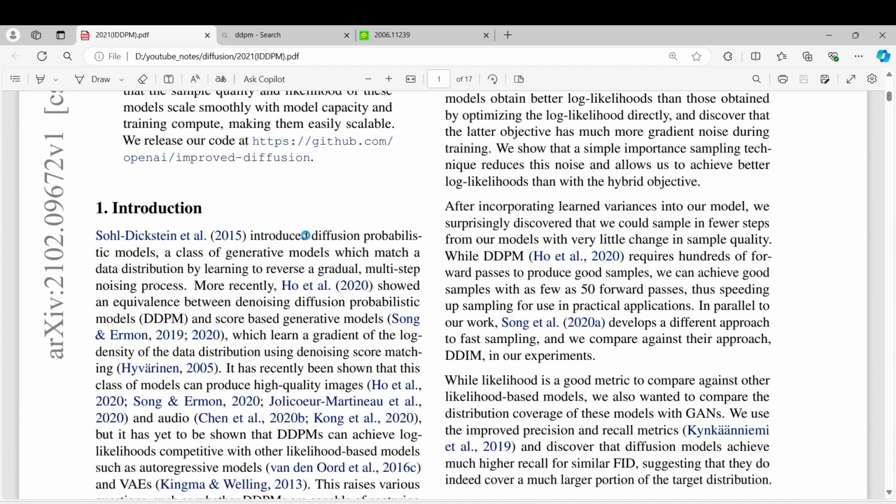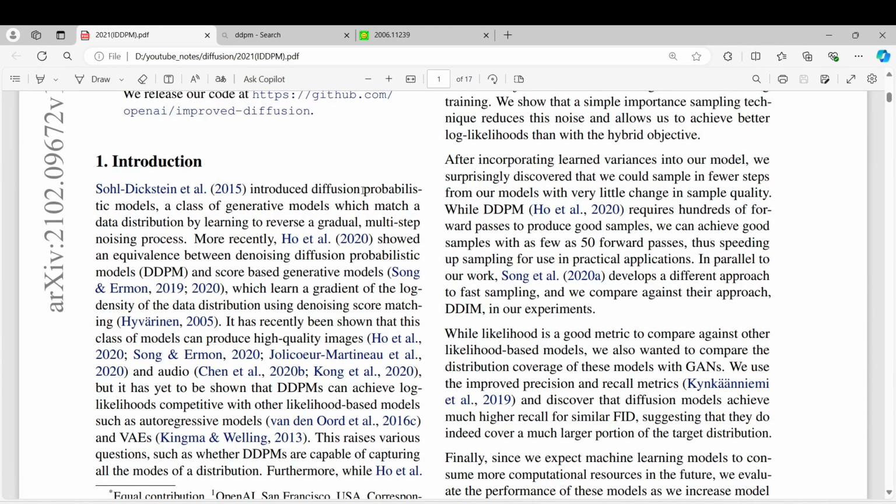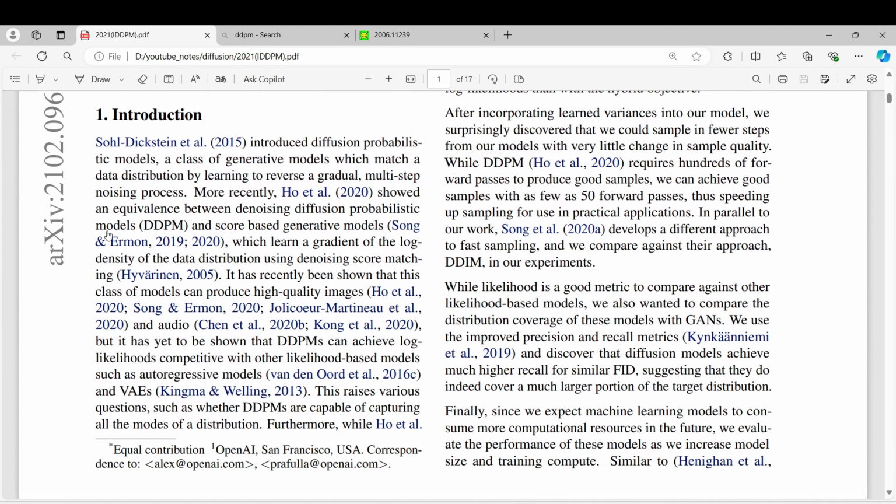I think this is a good thing to again get the understanding of it. It's a class of generative models which matches the data by learning the reverse of a gradual multi-step noising process, and more recently work shows an equivalence between the denoising probabilistic model and score based generative models. We're going to focus on this paper also, which is about score based generative models, which learn a gradient of the log density of the data distribution using denoising score matching. It has recently been shown that this class of models can produce high quality images.